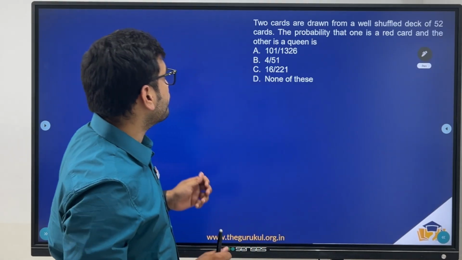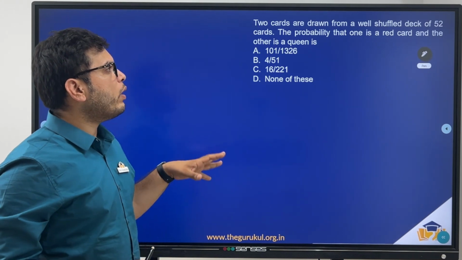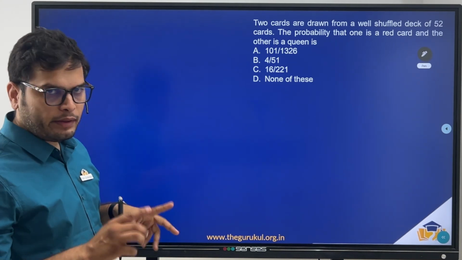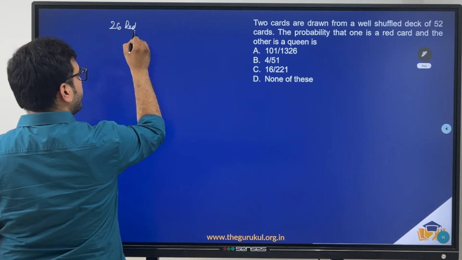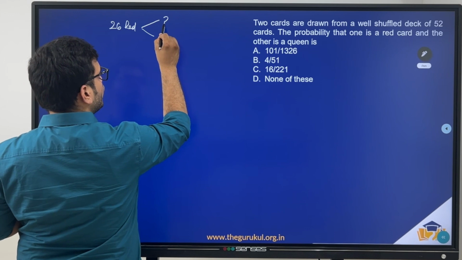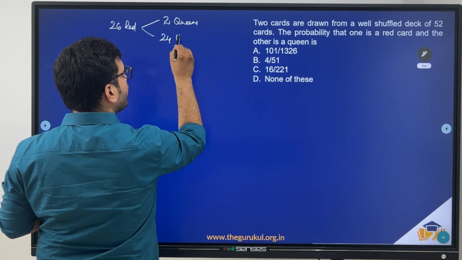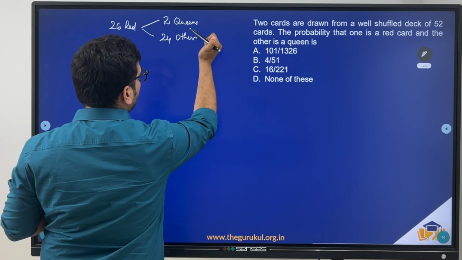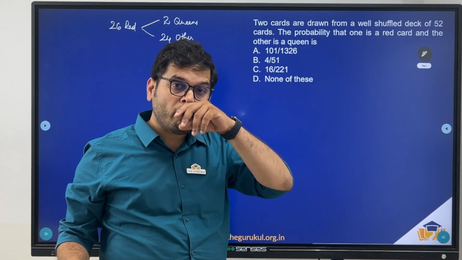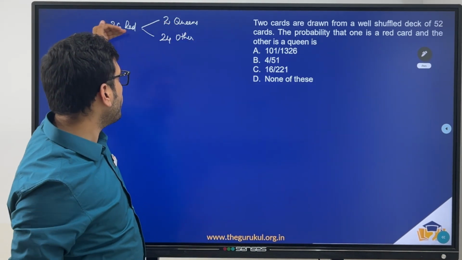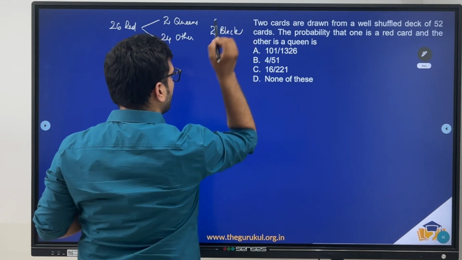Now coming to the last question. Two cards are drawn from a well shuffled deck of 52 cards. The probability that one is a red card and other is a queen is, right. So we have 26 red cards, out of which 2 are queens and we have 24 other cards, right? And in total, in the full pack, you will be having 4 queens, out of which 2 are red, and you'll be having 2 black, right?